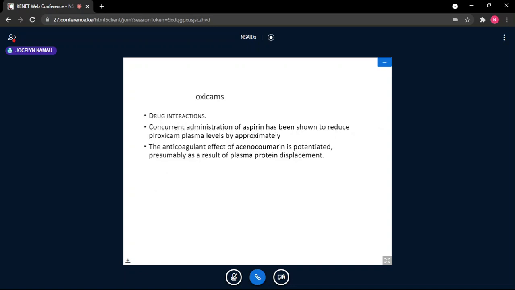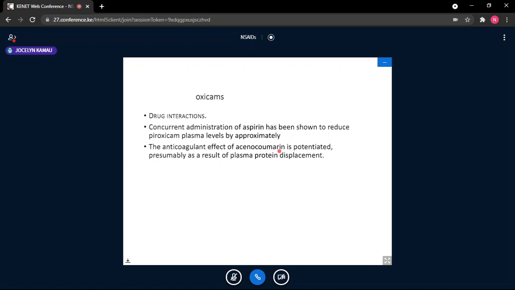Oxicam's drug interactions. Concurrent administration of aspirin has been shown to reduce piroxicam plasma levels in the body. So if you give aspirin and these drugs, as we have said, almost all of them bind albumin. Could be solubility, because if you give aspirin, it's an acid, and this other one is an acid, so the solubility of one will be affected. I should think so. Concurrent administration of aspirin has been shown to reduce piroxicam plasma levels.